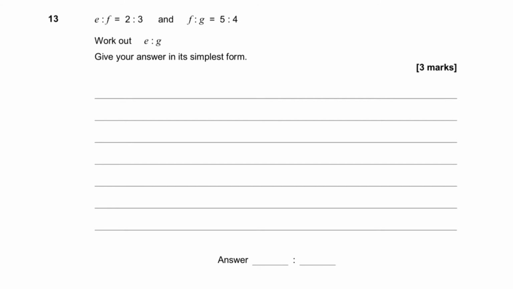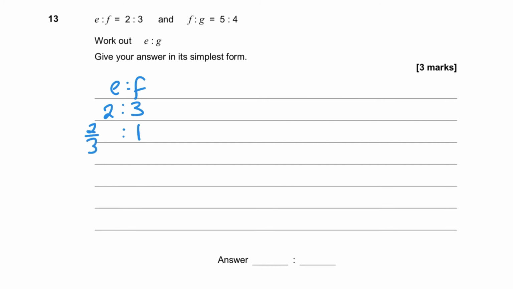So because F features in both of these ratios, we're going to work out what the other letter is equal to when F is equal to 1. We're going to simplify them down. So E to F is currently 2:3. So to get F to 1, we divide by 3. So we need to divide 2 by 3 as well to give us 2/3.